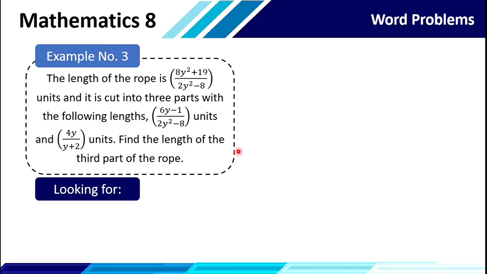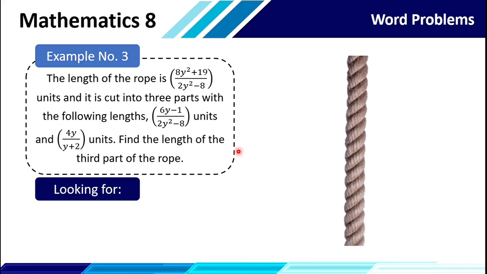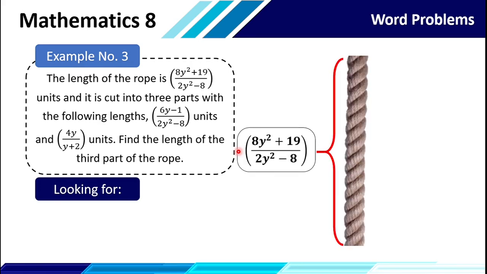Let's visualize this given problem. Given that we have a rope with a length of 8y squared plus 19 over 2y squared minus 8, and it was divided into 3 parts.